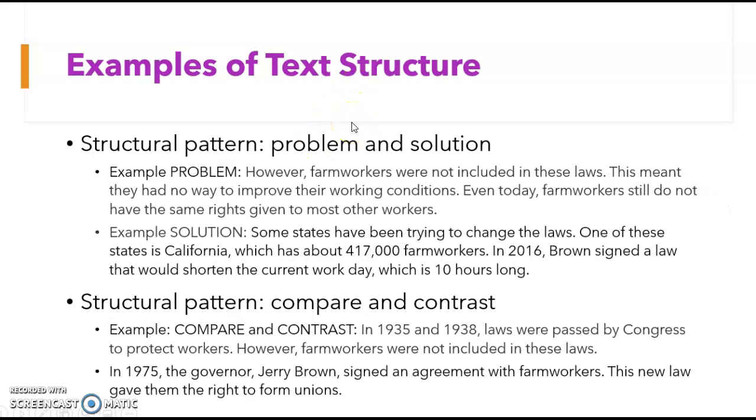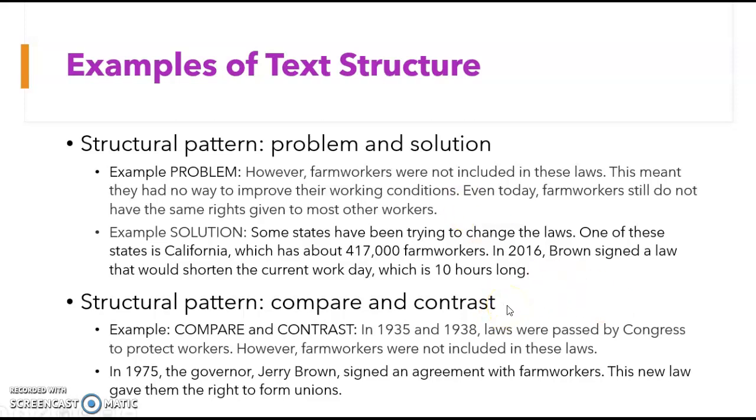Okay, so here are a couple of different structural patterns that you may have thought it was. Well, first of all, problem and solution. I just went through all that. Look at my evidence. Look right here, okay? I literally copied and pasted right from the text to prove how I think the structural pattern is problem and solution. Look right here. However, farm workers were not included in these laws. This meant they had no way to improve their working conditions. Right from the text. So when you do your work this week, guys, you have to type right from the text what your evidence is to support your text structure.